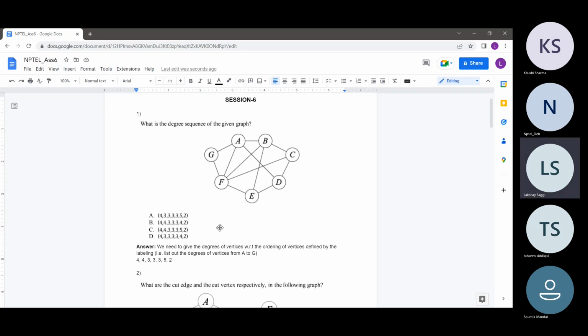So the answer for this question will be the C option, since the C option is exactly this: 4, 4, 3, 3, 3, 5. So the answer is C.